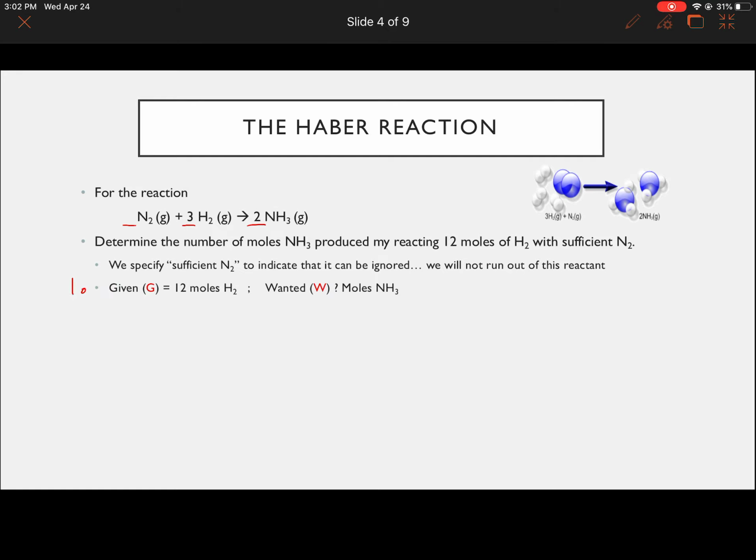First step, identify the given. The value we're given is 12 moles of hydrogen. The value we want to find out is moles of ammonia.